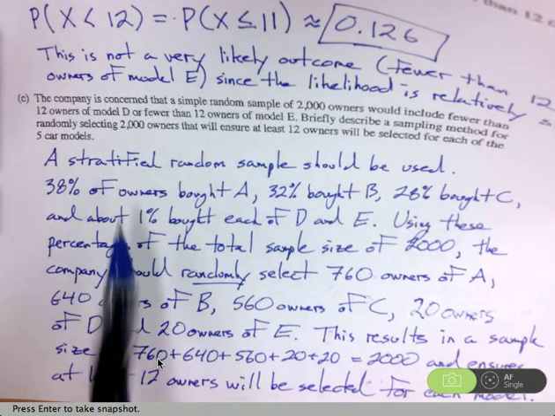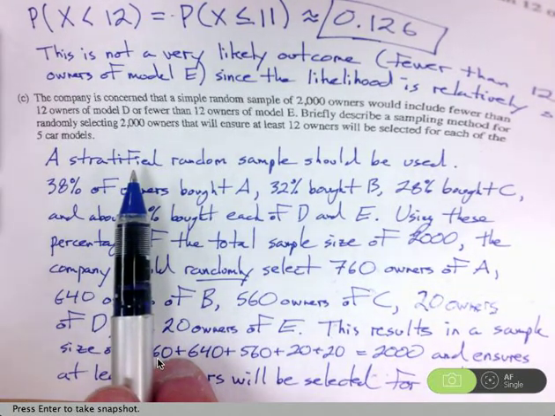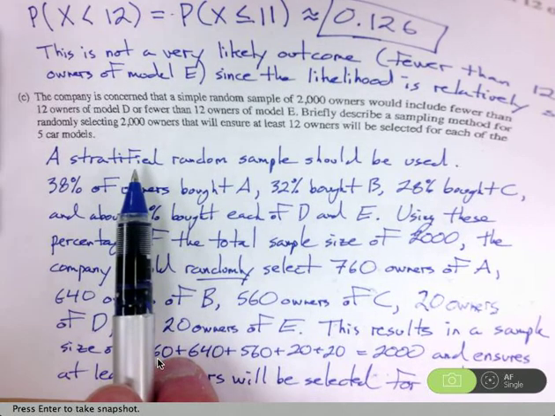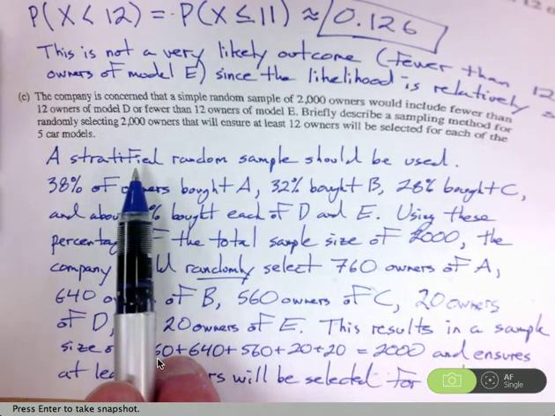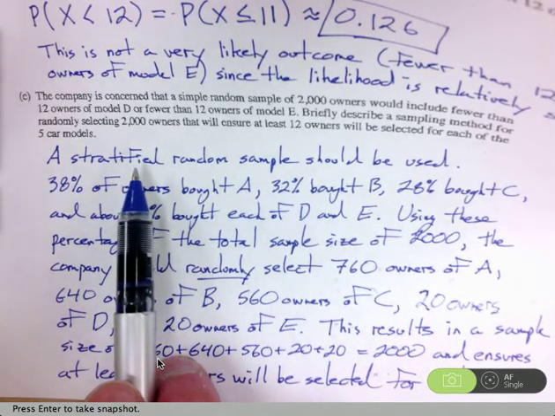Again, for our purposes right now, I care that you realize that you need a stratified random sample. But in terms of the rubric, it's important you include 3 things. This has to be a random selection. It has to make a total sample size of 2,000, and I need to ensure at least 12 owners of each model will be included.